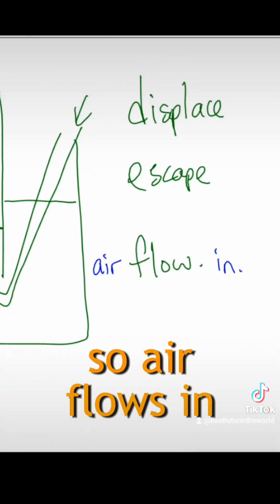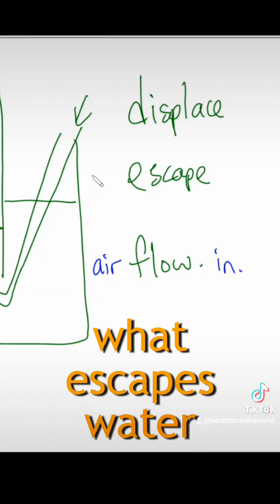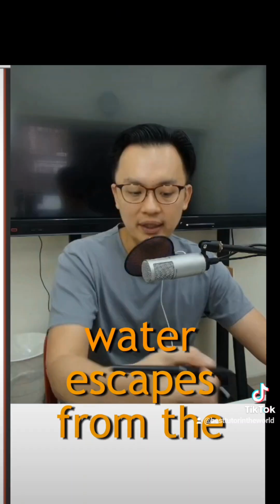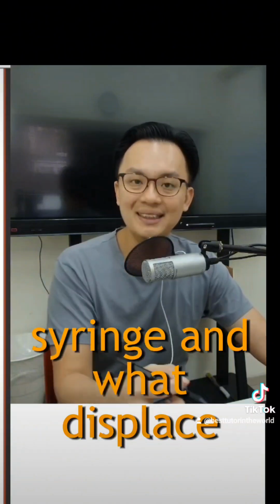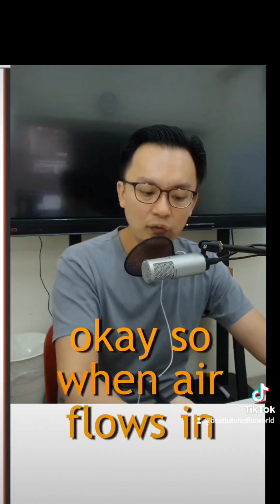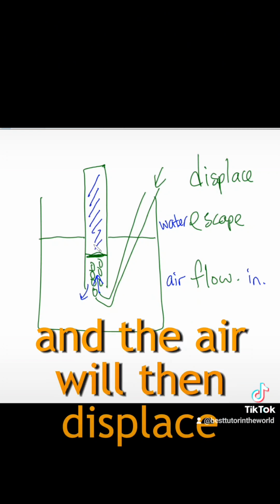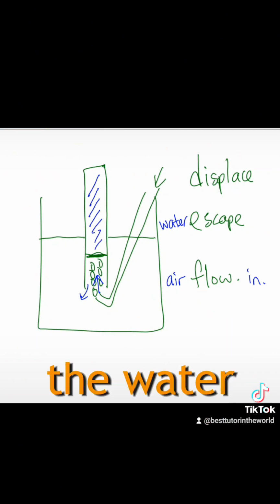What escapes? Water escapes. All right, water escapes from the syringe. And what displaces what? Okay, so when air flows in, there's going to be more air over here, and the air will then displace the water.